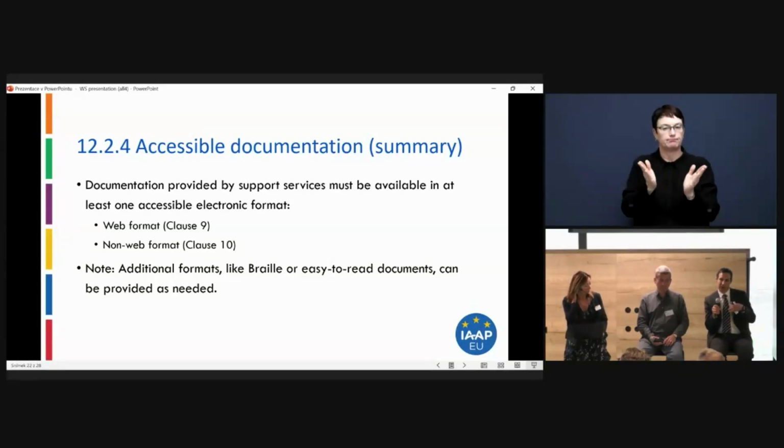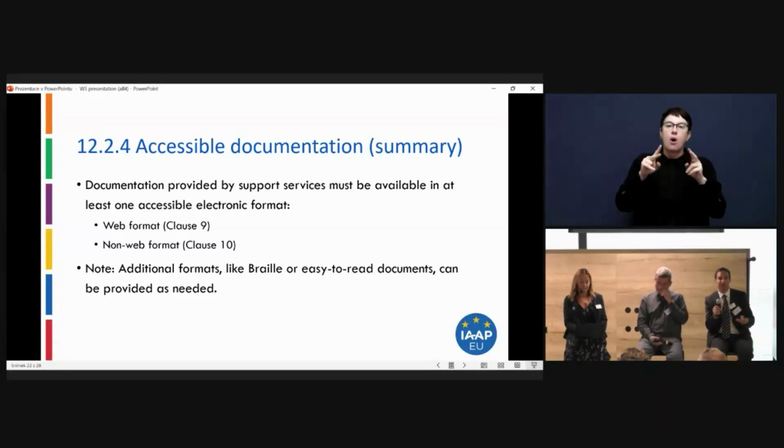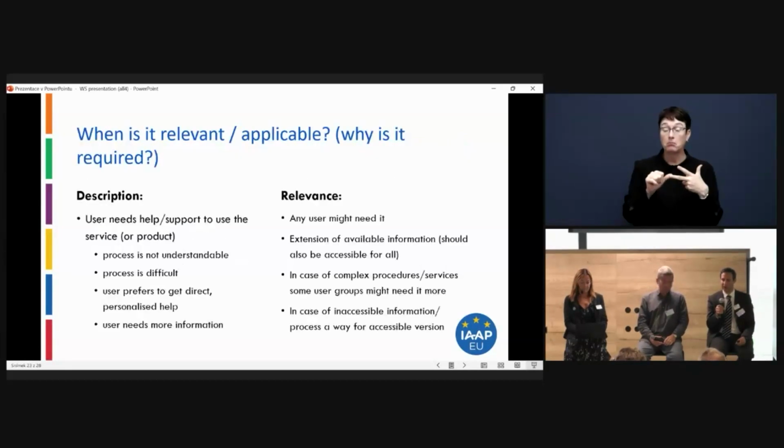So again, if the support service provides a printed information, a printed documentation, they also have to provide it in an accessible electronic format. There are some notes to the requirements. One is that additional formats like Braille or easy-to-read documents can be provided as needed, but still you have to provide the accessible electronic format, and you can also provide non-accessible documentation, but you have to provide the accessible electronic format. So why is it relevant?